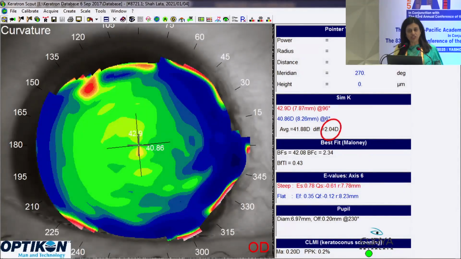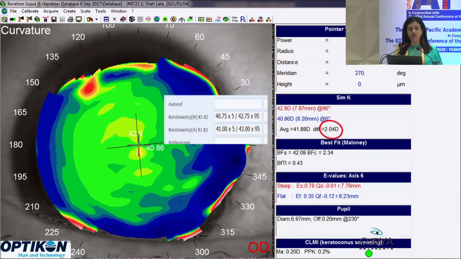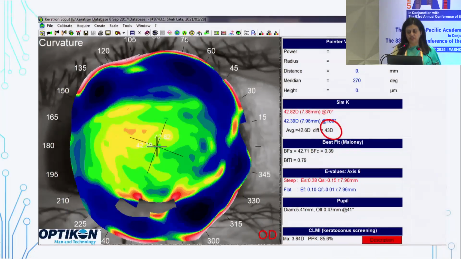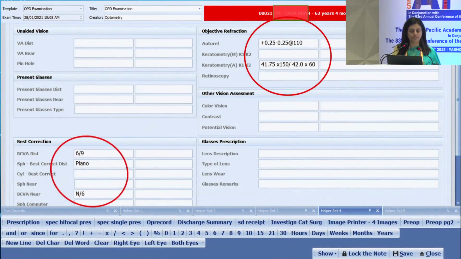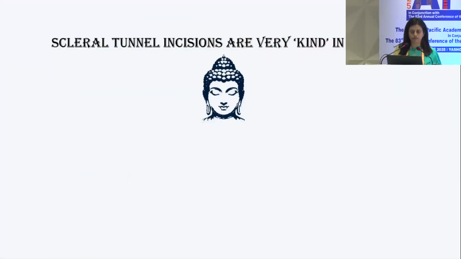Second, an interesting example of a higher astigmatism, here we see 2.04. Here the patient opted for the autofocus lens, that is a multifocal lens, and underwent the scleral wound modulation surgery. Here we see the post-operative corneal topography value of 0.43. Autoref shows 0.25. The patient is enjoying 6/9 and N6 vision.